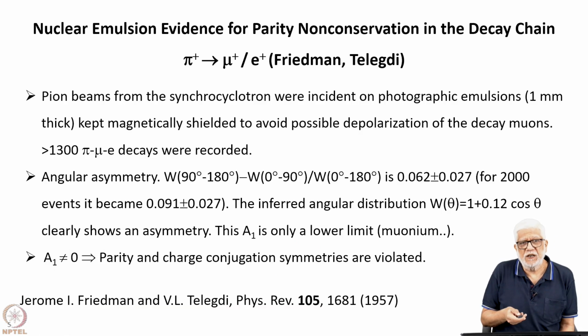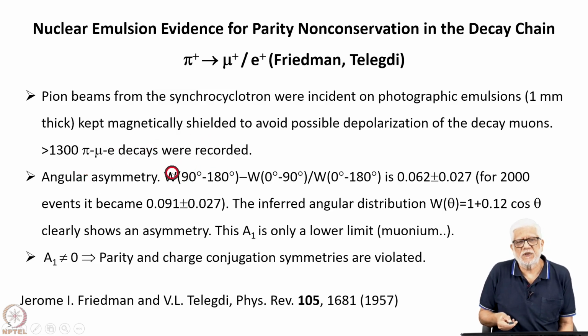The experiment was done in a different way using a nuclear emulsion by Friedman and Telegdi in Chicago. So, they took pion beams from the synchrocyclotron that was there. These were stopped in photographic emulsions, which is about 1 millimeter thick. It was kept magnetically shielded to avoid a possible depolarization of the decay muons, and they looked at about 1300 pi to mu to electron decays.